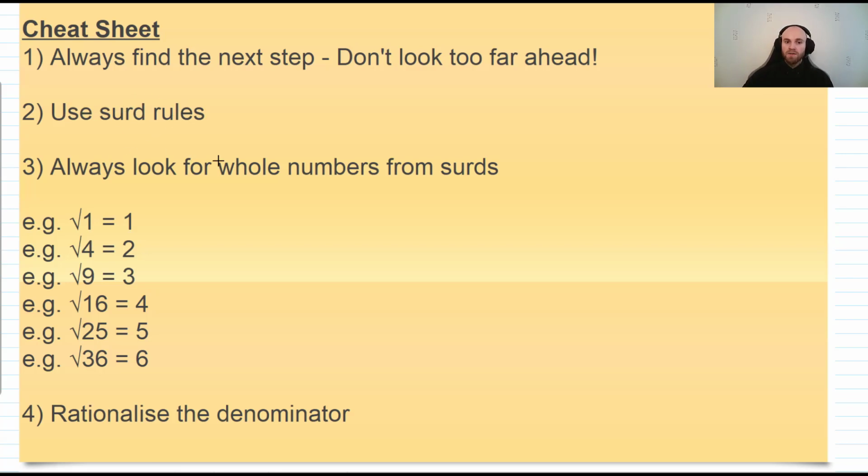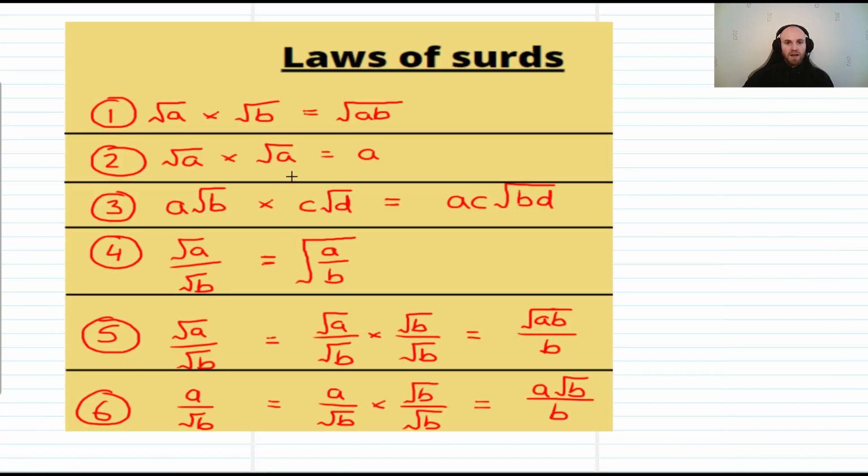We're always going to look for whole numbers from the surd. So for example, if you see a root 4 in the question, this is great because you can just swap it for 2. If you see a root 25, it's great. You can swap it for a 5 and so on and so on. And part 4, we're going to rationalize the denominator when the time comes. And if you want to have a little look at this, you can pause now, but these are the laws of surds, and we are going to be using some of these in this question.